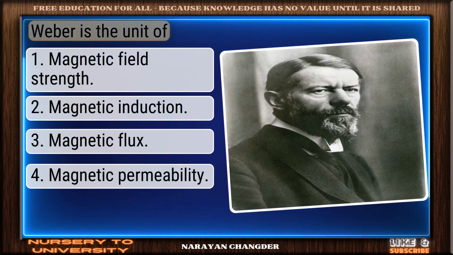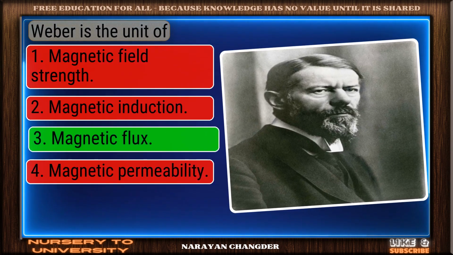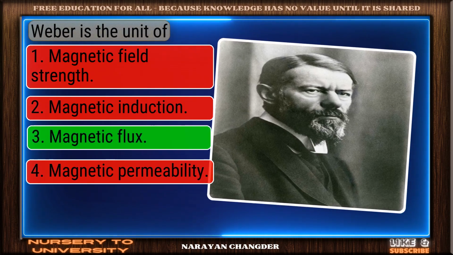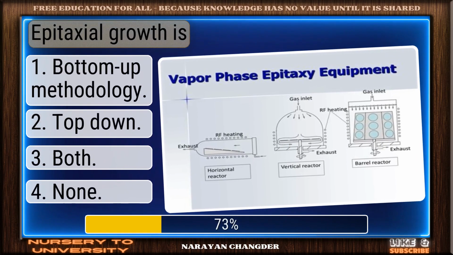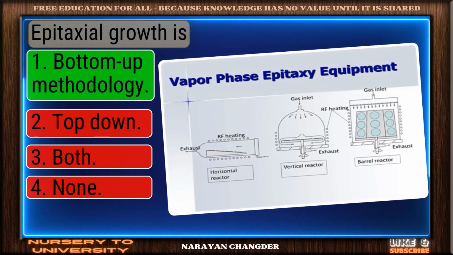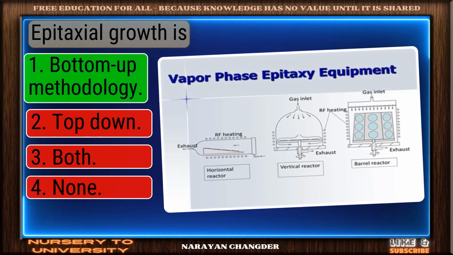Weber is the unit of. Valid point. Magnetic flux is true. Epitaxial growth is. Good thinking. Bottom-up methodology is the right answer.